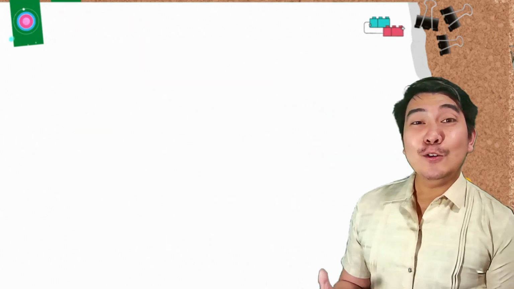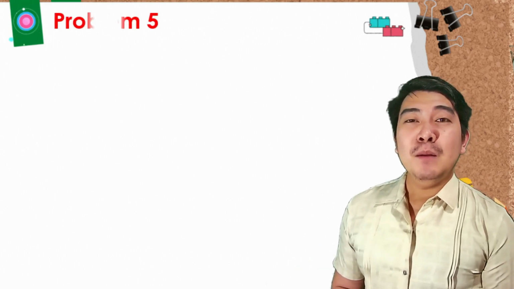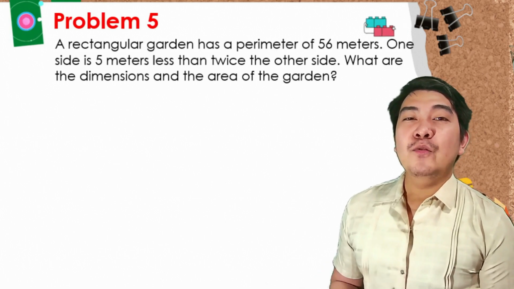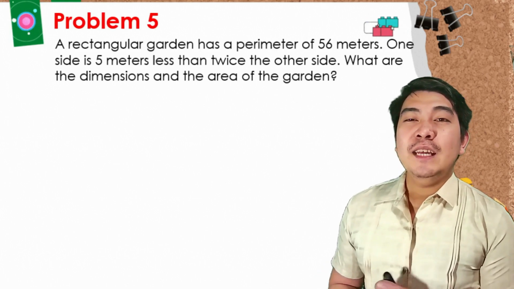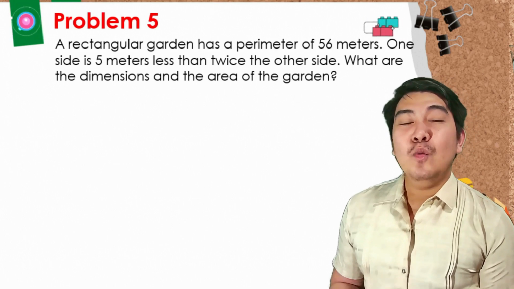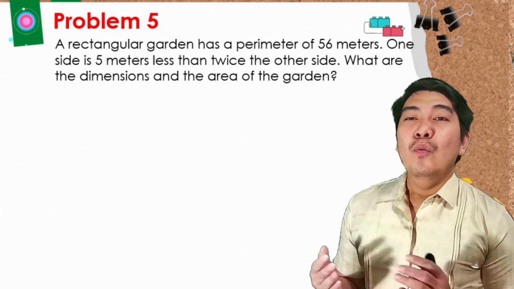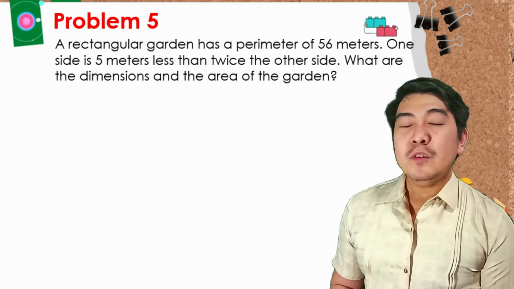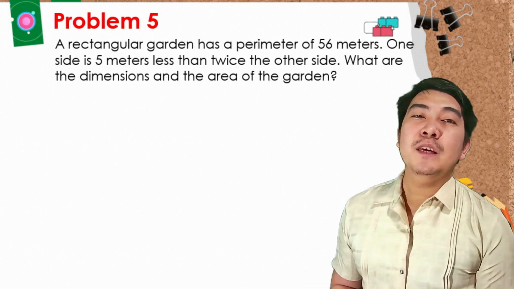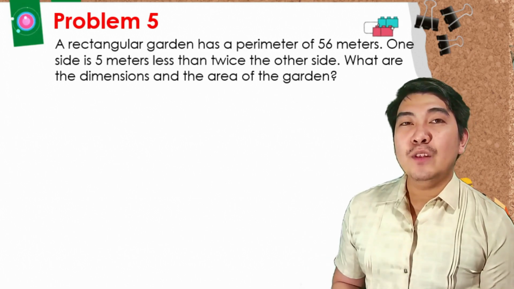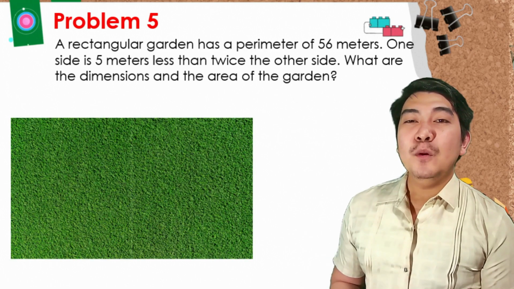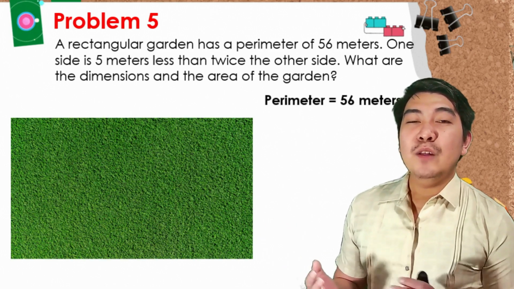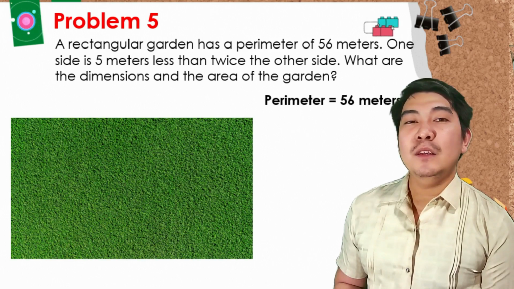So let us now go to problem number 5. Problem number 5 is about a rectangular garden that has a perimeter of 56 meters. One side is 5 meters less than twice the other side. What are the dimensions and the area of the garden? So when we talk about dimensions, we are speaking of the length and the width of the rectangular garden. So let us suppose that this is our rectangular garden. And then, we are given the perimeter, which is 56 meters.